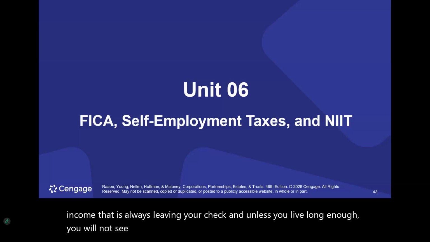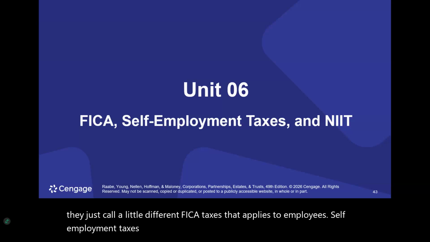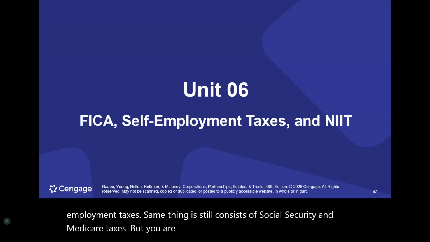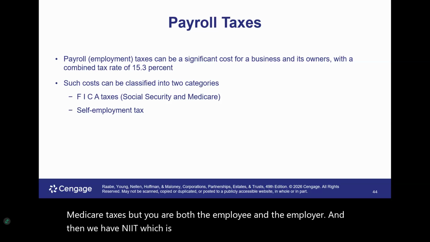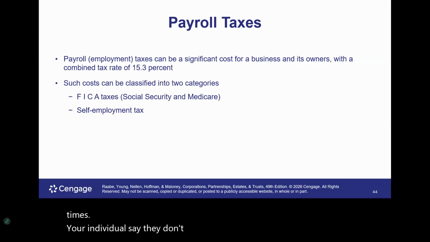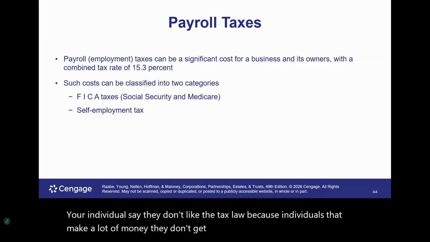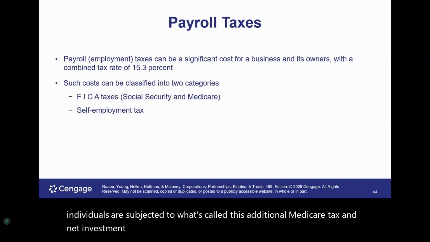Self-employment taxes are basically the same thing. They just call it a little differently. FICA taxes apply to employees. Self-employment taxes are the same thing. It still consists of Social Security and Medicare taxes, but you are both the employee and the employer. And then we have NIIT, the net investment income tax. A lot of times you'll hear individuals say they don't like the tax law because individuals that make a lot of money don't get taxed a lot. Well, individuals are subjected to what's called the additional Medicare tax and net investment income tax, which we will see a few slides from now.